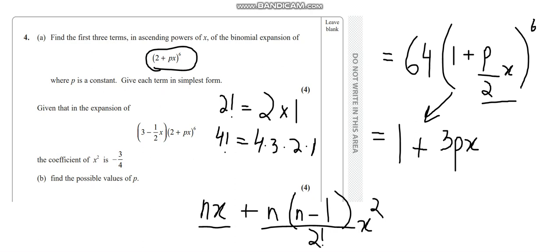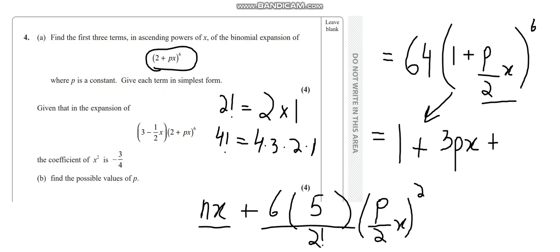So I'll simplify it. 6 into 5 will become 30, and 30 divided by 2 factorial is simply 15. And then we'll go back and look at (p/2 into x) whole squared.